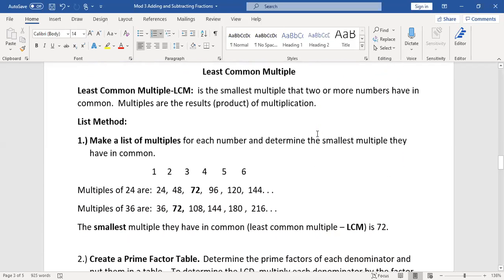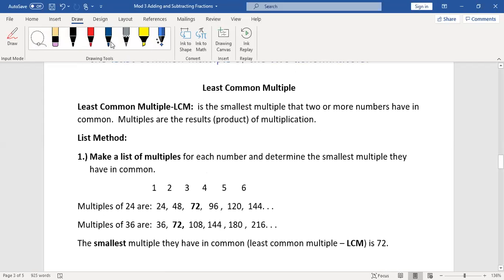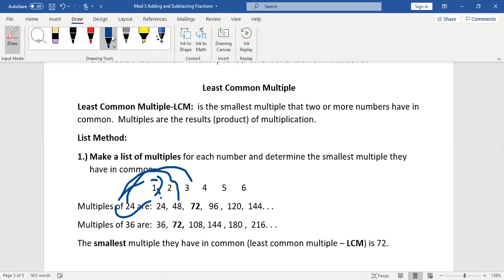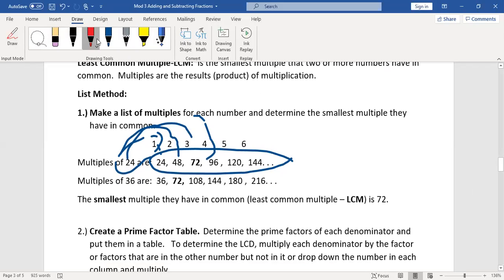We can always make a list. I could say 24 times 1 gives me 24. 24 times 2 gives me 48. 24 times 3 gives me 72. 24 times 4 gives me 96, and so forth. These are all called multiples of 24. Then I could go down further and find multiples of 36. Well, 36 times 1 is 36. 36 times 2 is 72. 36 times 3 is 108, and so forth. Well, I'm looking for the smallest multiple these two numbers have in common. They both have a 72 in common. So 72 is going to be the least common multiple. And if we're dealing with fractions, we call that the least common denominator.